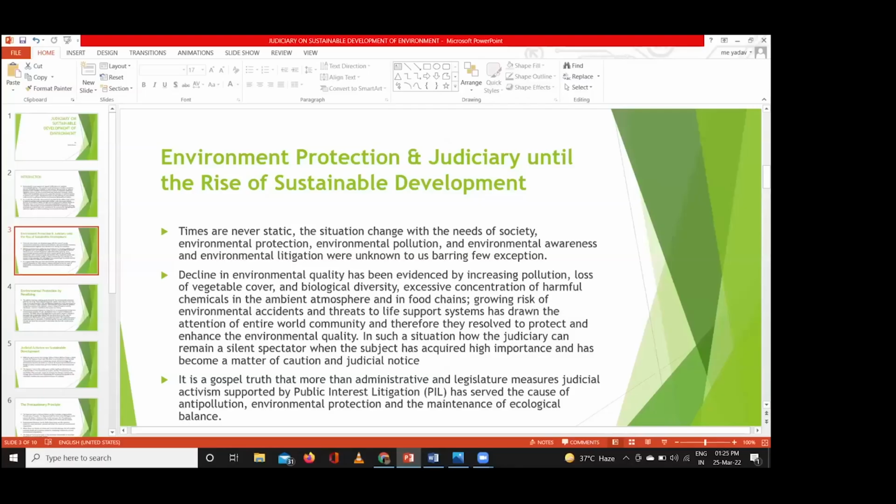Environmental quality in such a situation, how the judiciary can acquire high importance and has become a matter of caution and judicial notice. It is a gospel truth that the more than administrative and legislative nature, judicial activism supported by PIL has served the cause of anti-pollution, environmental protection, and maintenance of ecological balance.